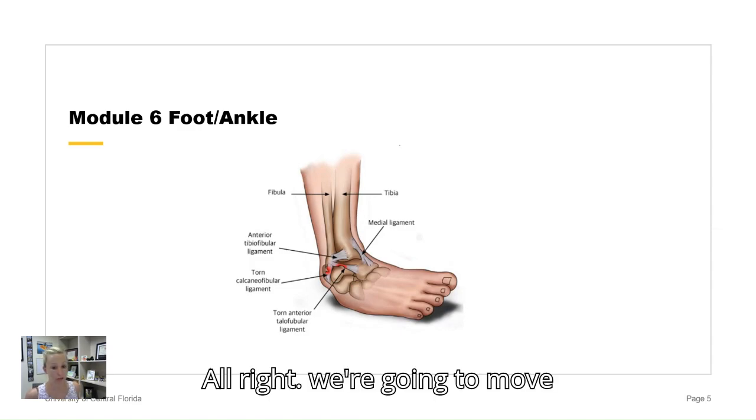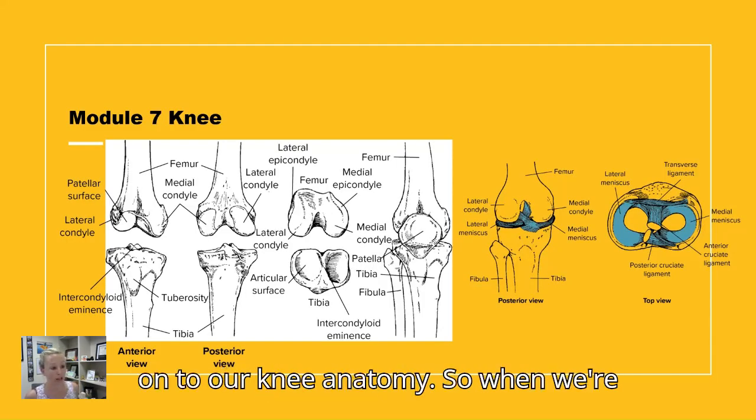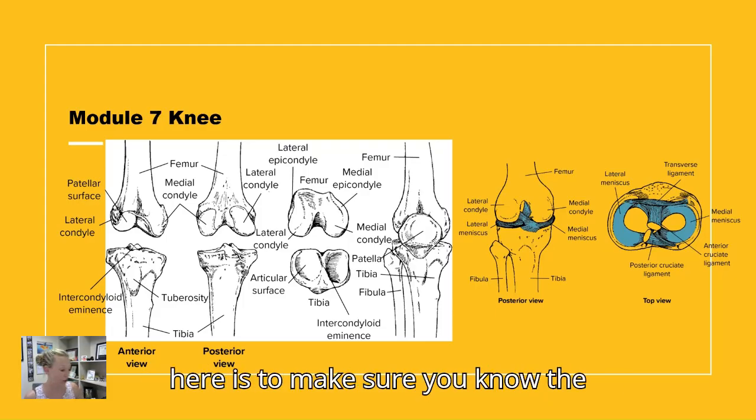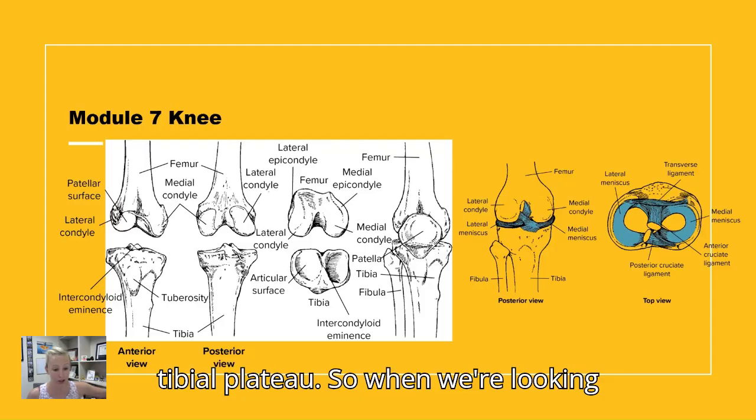All right. We're going to move on to our knee anatomy. So when we're talking about our knee, the big thing here is to make sure you know the difference between the condyles and the tibial plateau.